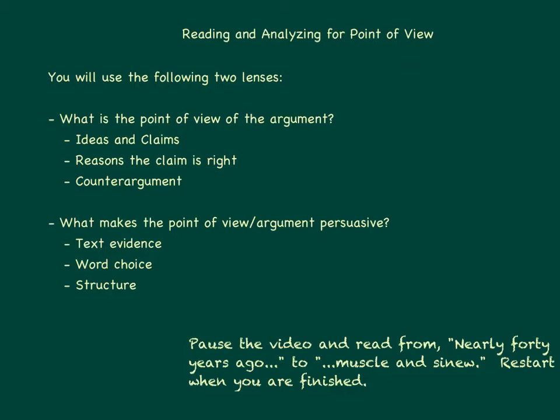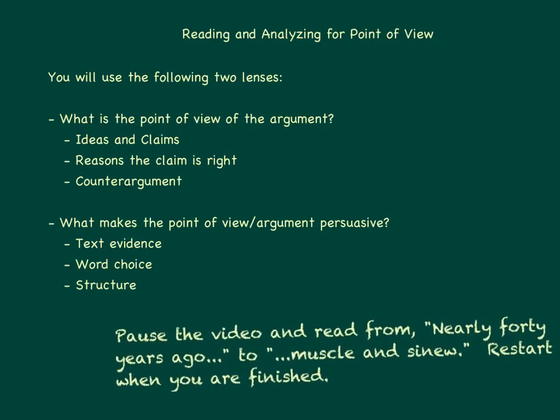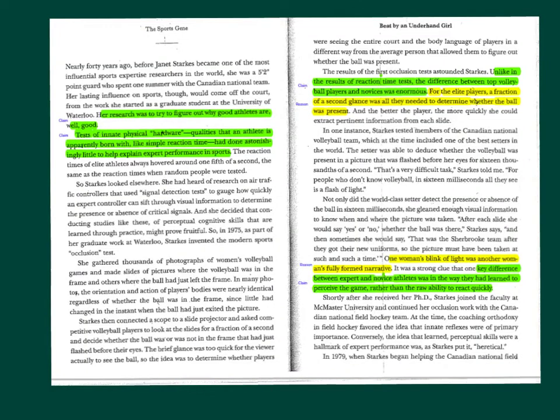When you read with point of view lens 1, you're going to look for ideas and claims, reasons the claim is right, and counterargument. Okay, pause the video and read from "nearly 40 years ago," which is where you stopped before, to "muscle and sinew," and then restart when you are finished. At this point, you should have read this page and part of the next. I want you to see my examples, and please feel free, you should, if you haven't already, highlight and identify what I did as claims and reasons. Do that on your text as well.